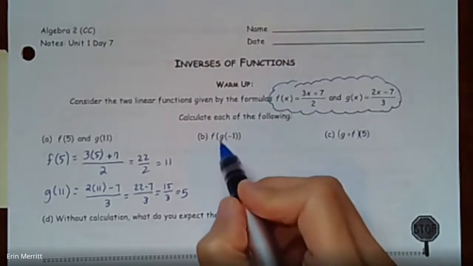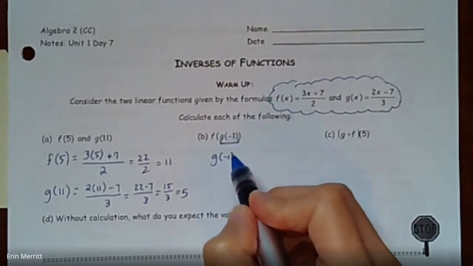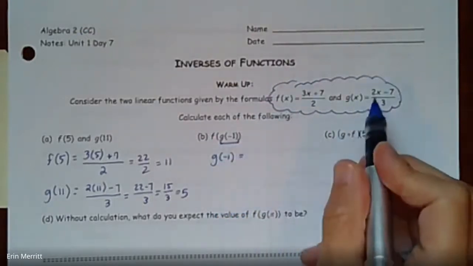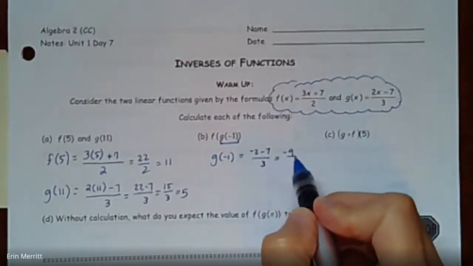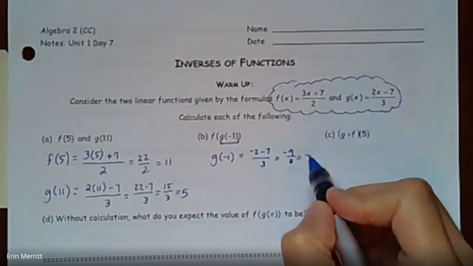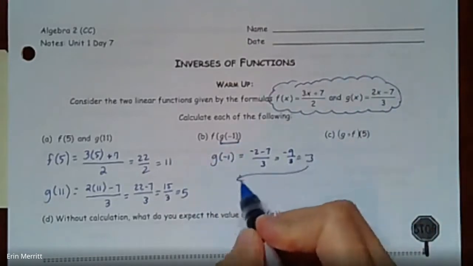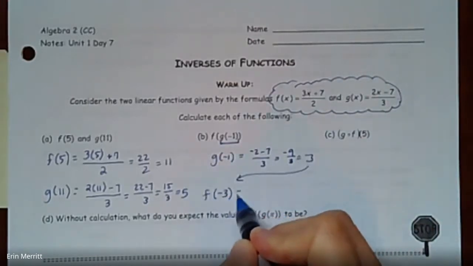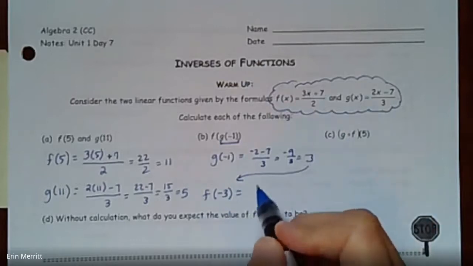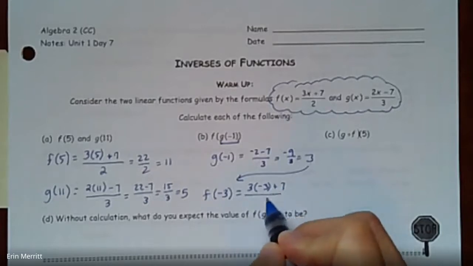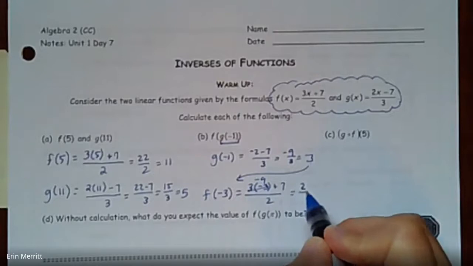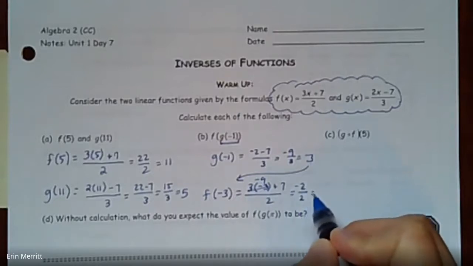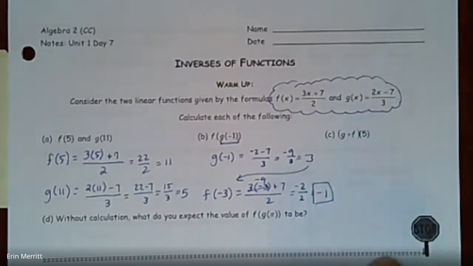The next one, you have a composition of functions. So if we do g of negative 1, plug a negative 1 in, we would get negative 2 minus 7, which would be negative 9 over 3 or negative 3. And then you keep going with that value. That's a composition. So get one answer, plug it back in. So now if we do f of negative 3, let's see, that would give us negative 9 plus 7, which is simply just negative 2. And then over 2 would come back to negative 1. All right, so there's that.